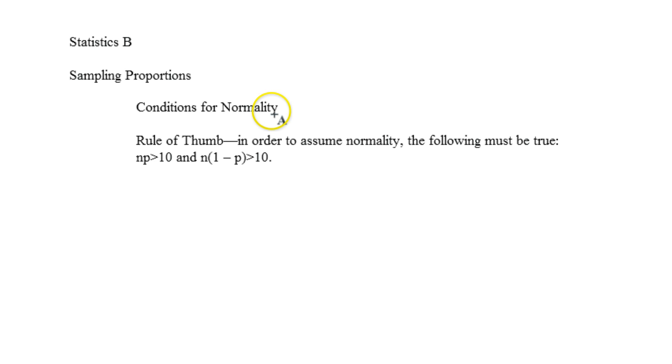So, conditions for normality. Rule of thumb, in order to assume normality, the following must be true. The number of items you pick times the probability must be greater than 10, and the number of items you pick times the complement of the probability must be greater than 10 as well. Those are the conditions for it.